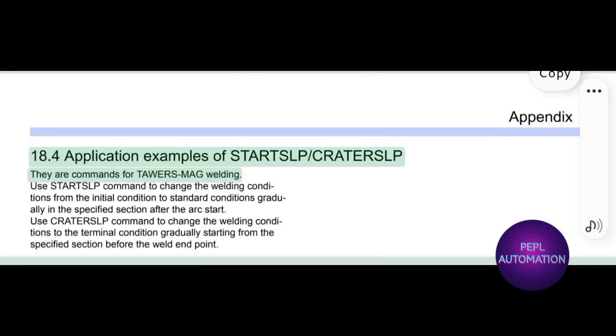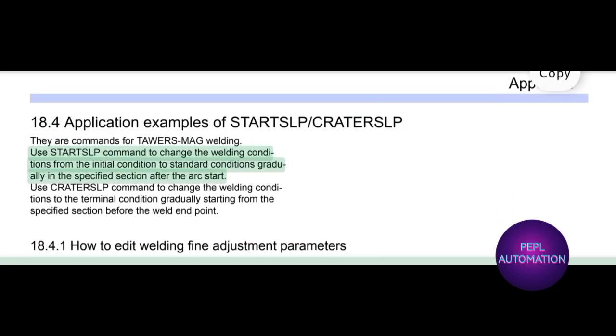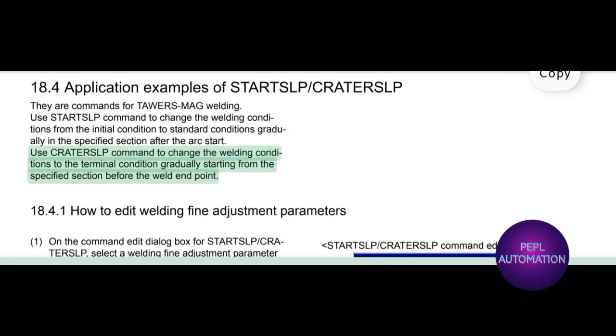Examples of STARTSLP, CRATERSLP. They are commands for TAWERS MAG welding. Use the STARTSLP command to change the welding conditions from the initial condition to standard conditions gradually in the specified section after the arc start. Use the CRATERSLP command to change the welding conditions to the terminal condition gradually, starting from the specified section before the weld endpoint.